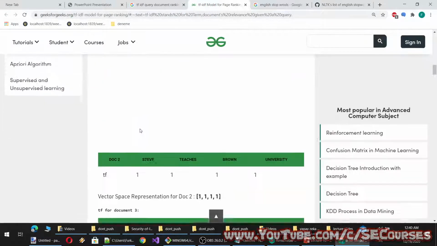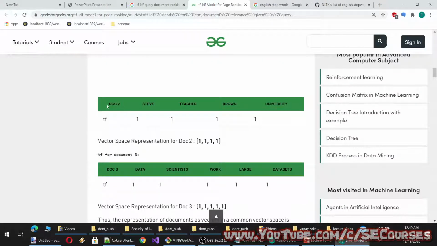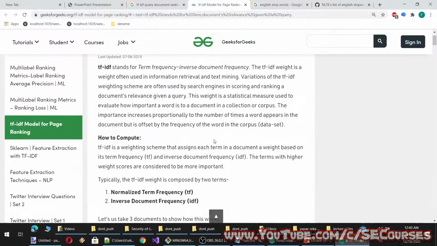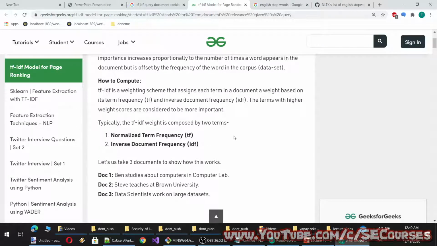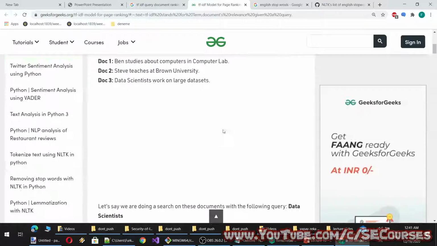Let's see the TF for document 2. By the way, if you are applying some sort of rules, a chain of rules, such as removing stop words, converting to lowercase, or making plural words non-plural, you have to apply the same chain of rules to every document and your query as well. Whatever rule is applied is globally applied to every document and query. This is an important rule.